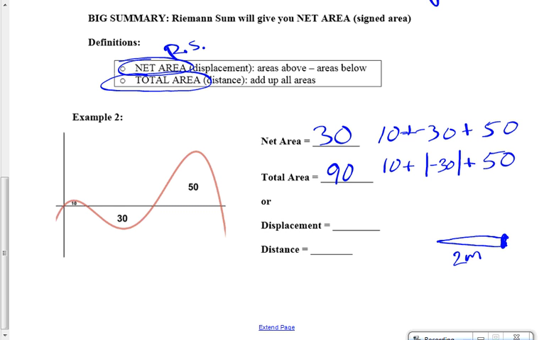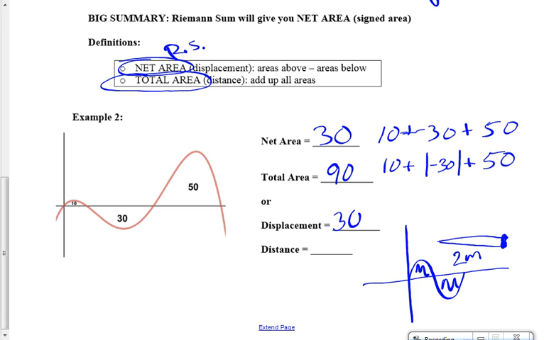Because I end where I started. But what's my distance traveled? 4 meters. What does my velocity curve look like? My velocity curve looks like some above, some below, and those two would be the same value, and then my displacement would be 0, so the value of the definite integral would be 0, and my distance would be 4 meters. Okay, except that would be according to my example.